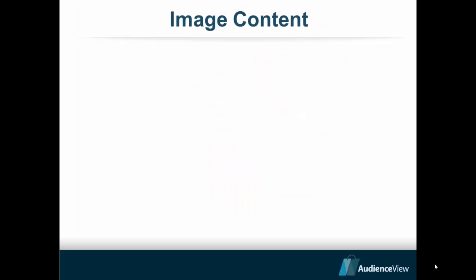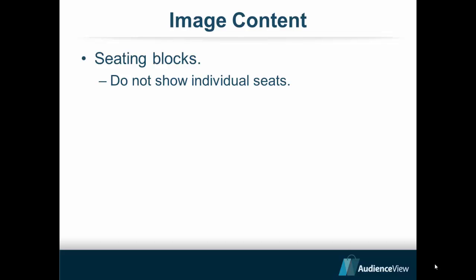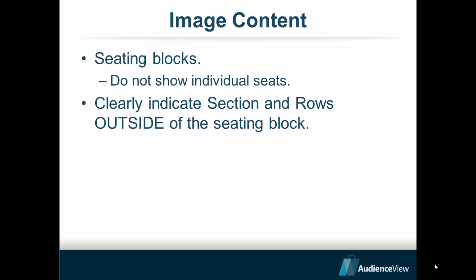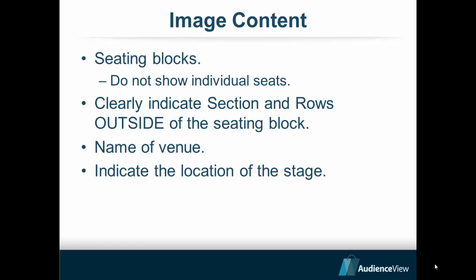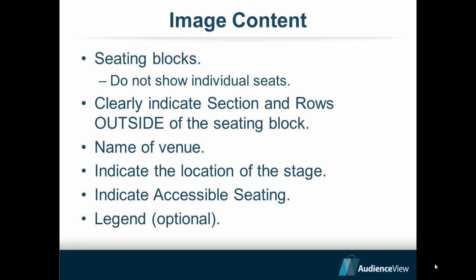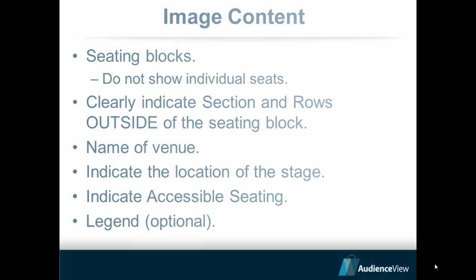So this leads us into image content. What do you actually want on your image? So you want seating blocks. As we saw, we don't want individual seating. We want section, row, and seat to be clearly defined outside of those seating blocks, not within the seating blocks. We also want to see perhaps the name of the venue, particularly if you have more than one venue at your organization. A clear indication of where the stage is in relation to the seats, where accessible seating is, and of course a legend is optional as well.